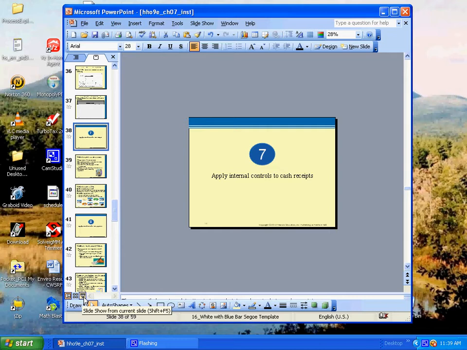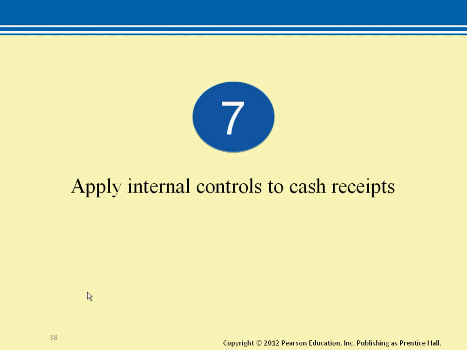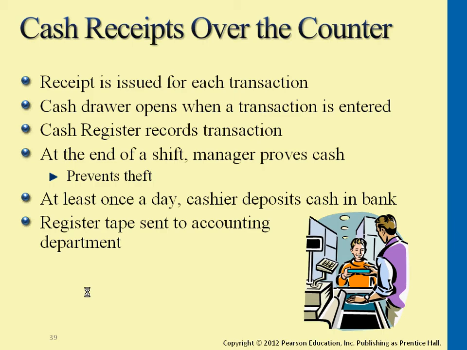Chapter 7's next objective is to apply internal controls to cash receipts. We looked at internal controls with respect to the cash account through the bank. Now let's talk about cash receipts. Cash receipts can be received two ways from a business: over the counter or by the mail.